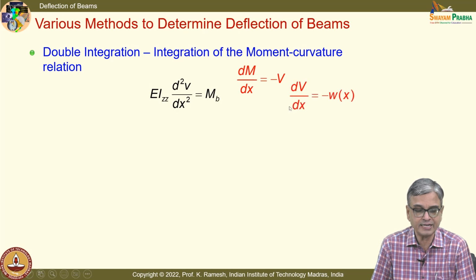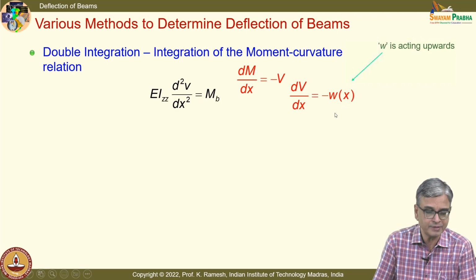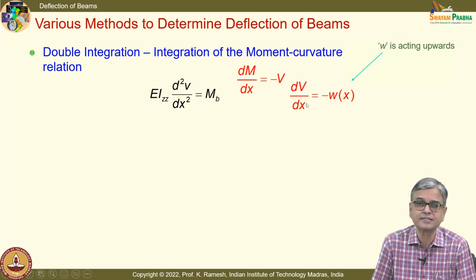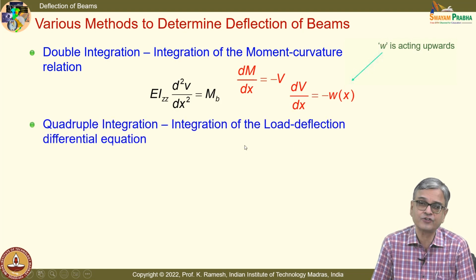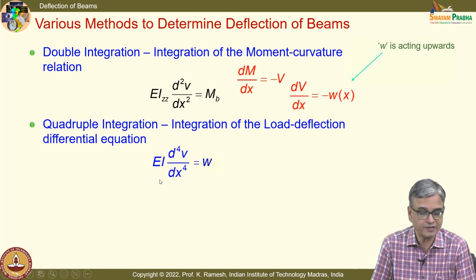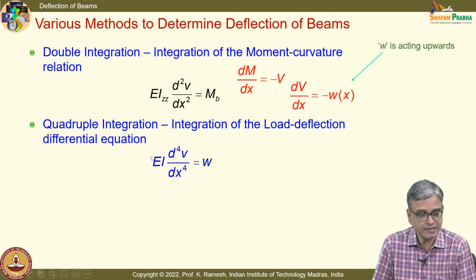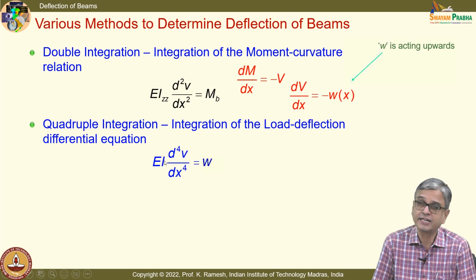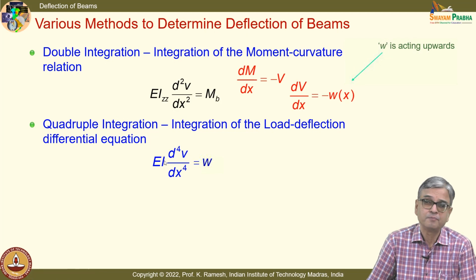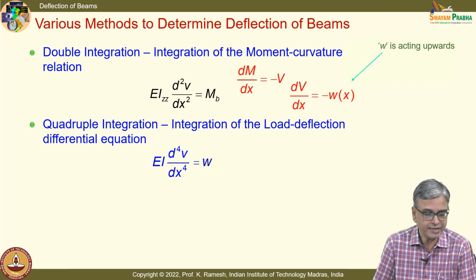We have also looked at dV/dx equal to minus w, where w is the load that is applied on the beam. When you use these interrelationships, I can also construct another equation, which is a load deflection differential equation, EI d⁴v/dx⁴ equal to w. I have taken EI out considering that I have a homogeneous material, I do not have different materials, and EI can be taken out.